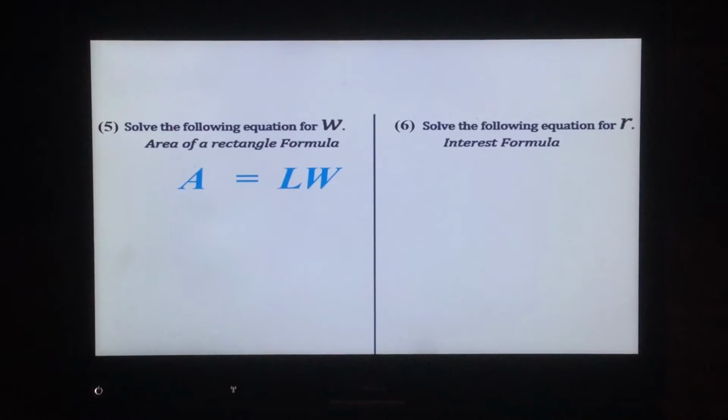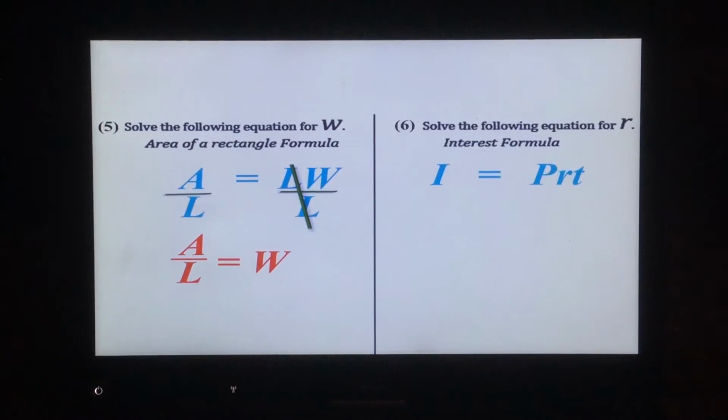So, since it's L times W, this is multiplication, the opposite of multiplication is dividing. So, we're going to divide both sides by L. The L's will cancel out. And then you'll be left with A over L equals W. Now we can use this equation to solve for any width you wanted to for a rectangle. Okay, does that make sense? Hopefully it does. All right, number 6.